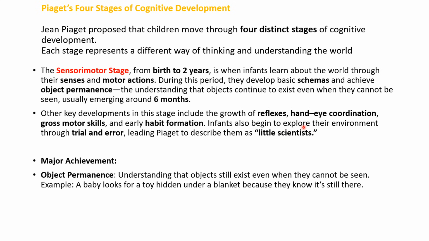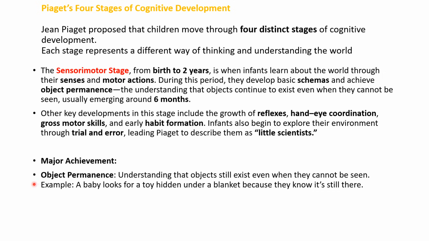Other key developments in this stage include the growth of reflexes, hand-eye coordination, and then gross motor skills. That is where they begin to jump, to walk, and to run a bit. All this will start to develop at this stage, along with early habit formation. Infants also begin to explore their environment through trial and error, leading Piaget to describe these children as little scientists.